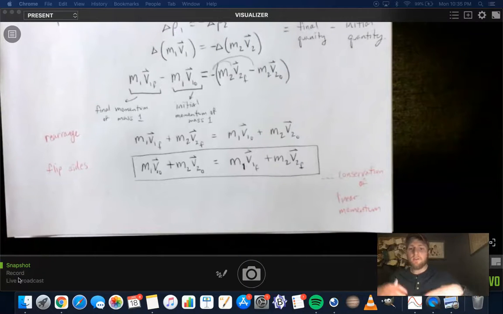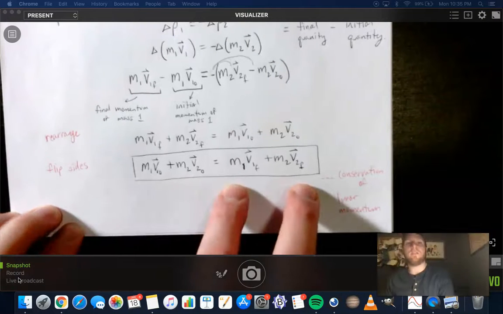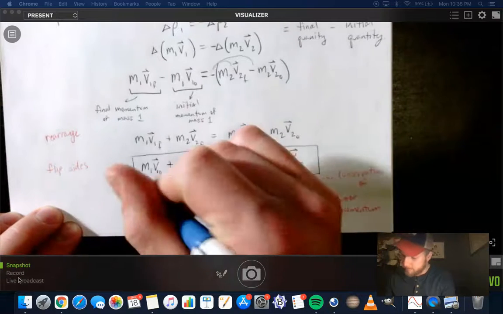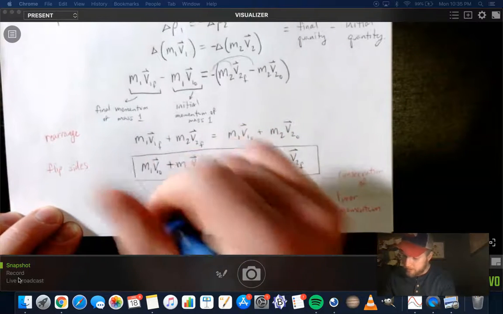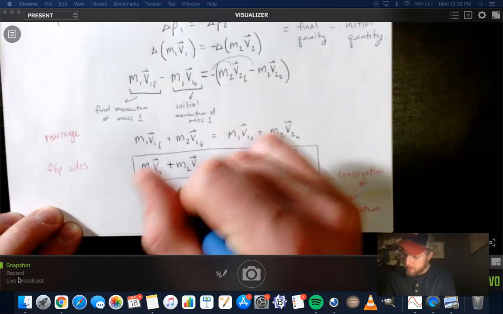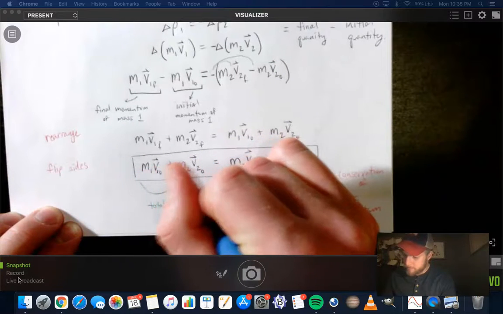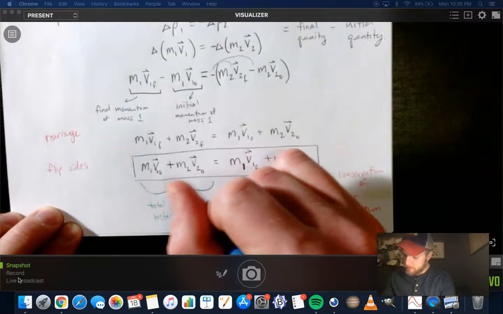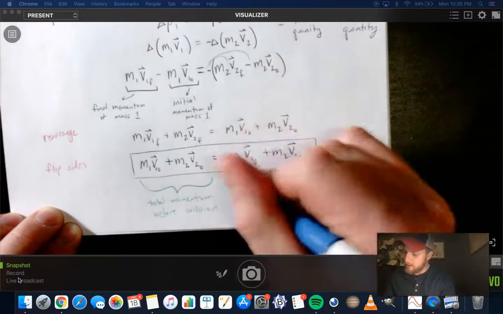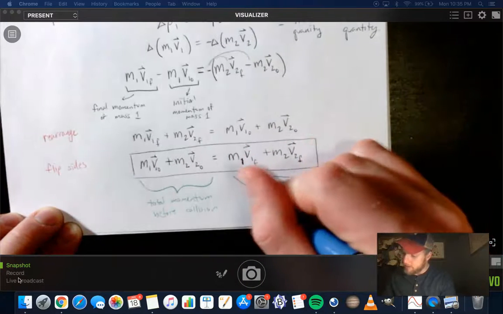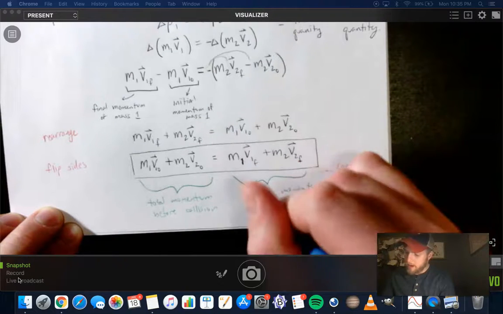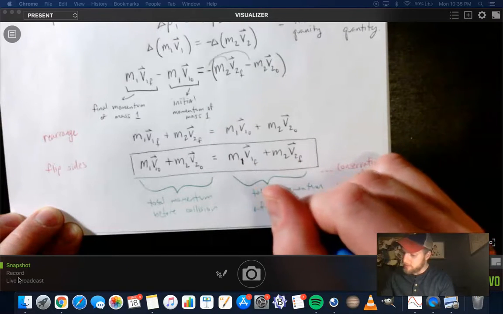Now, I want to make this seem as simple as possible, so I'm just going to label both sides of this. This is just the total momentum before the collision. And this over here is just the total momentum after the collision.